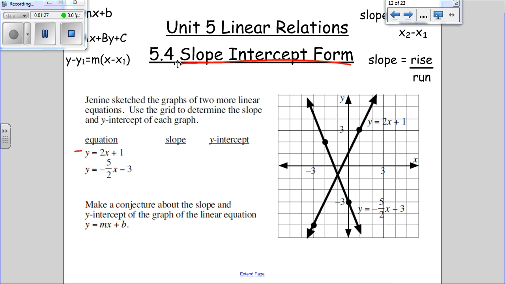To calculate the slope, you find 2 points on the line. I'm just going to use this point and this point. You always work from left to right. You go up 2 over 1. That means the slope is 2 over 1. Otherwise, just 2.